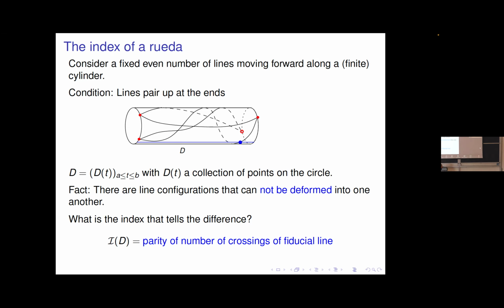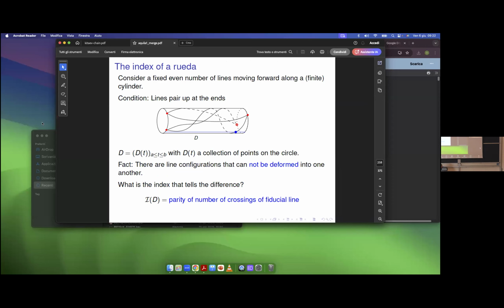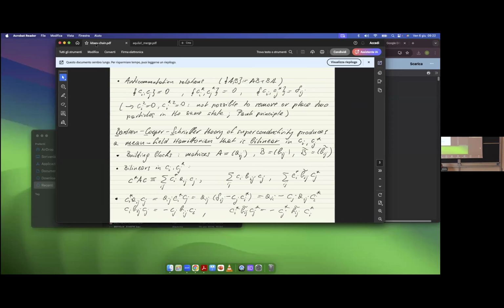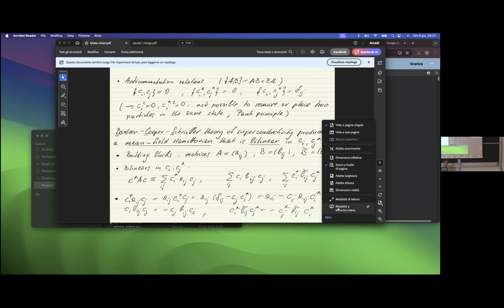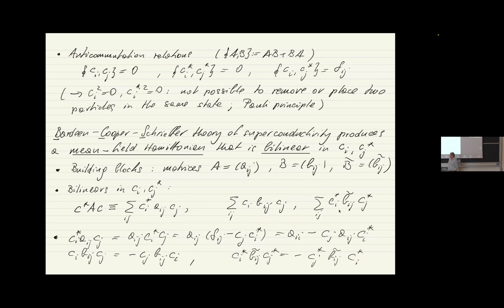Now, okay, and now the other one. Okay, and how do we get to the screen again? Okay.